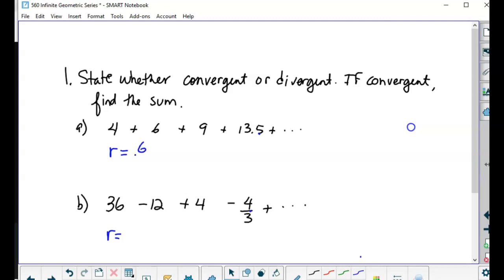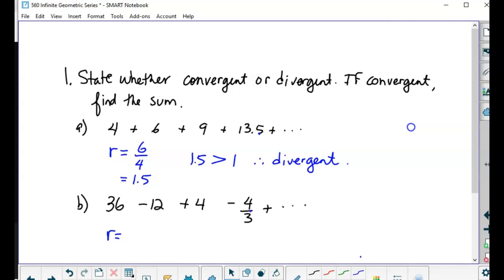Okay, so 6 over 4 simplifies to 1.5 if we do use decimals. 1.5 is greater than 1, so therefore divergent. Can't find the sum. So we're done.